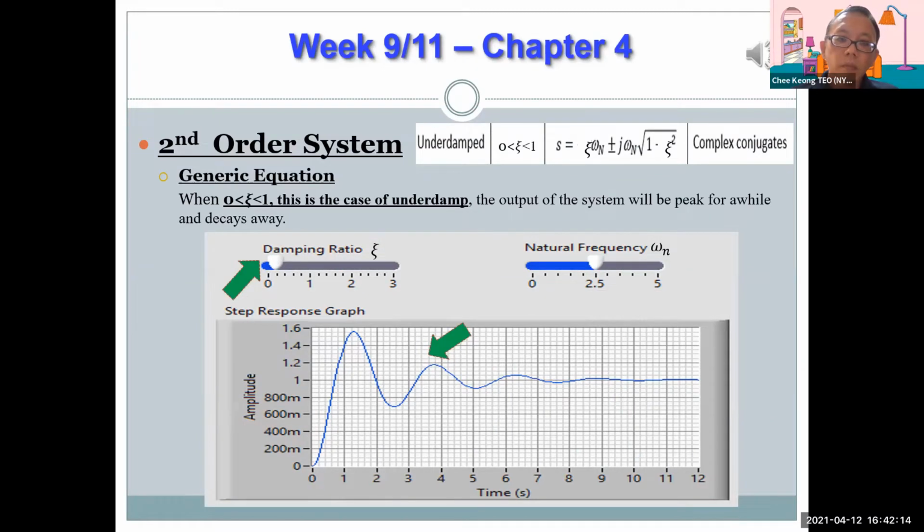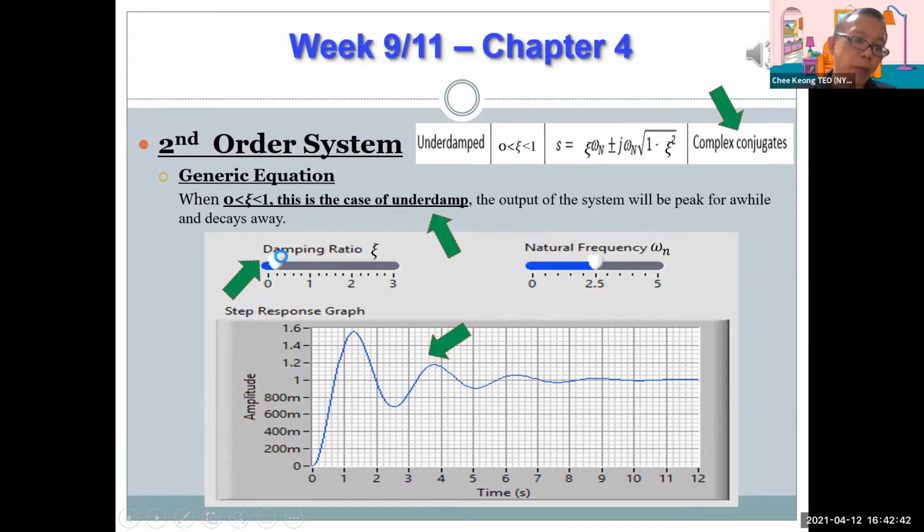As we increase a little bit of zeta, meaning we increase a little bit of brake, oscillation will start to decay away. This occurs when zeta is between 0 and 1. We call this underdamped. Note that the roots of the underdamped case are two complex conjugates. It has two roots because it is a second order system. The damping ratio is within 0 and 1.